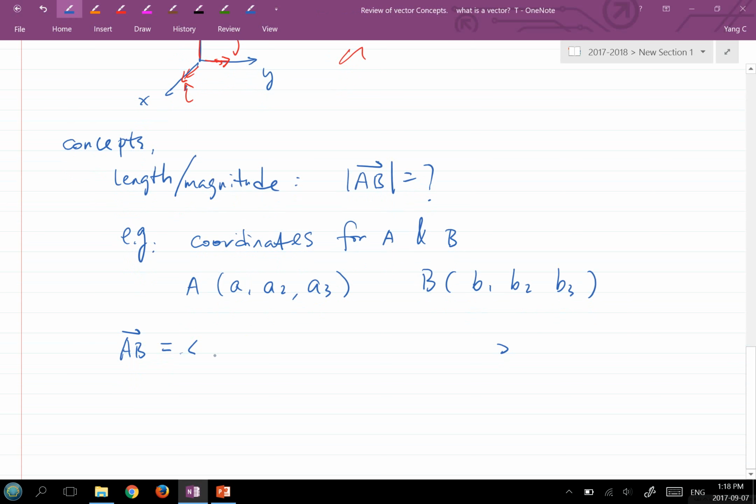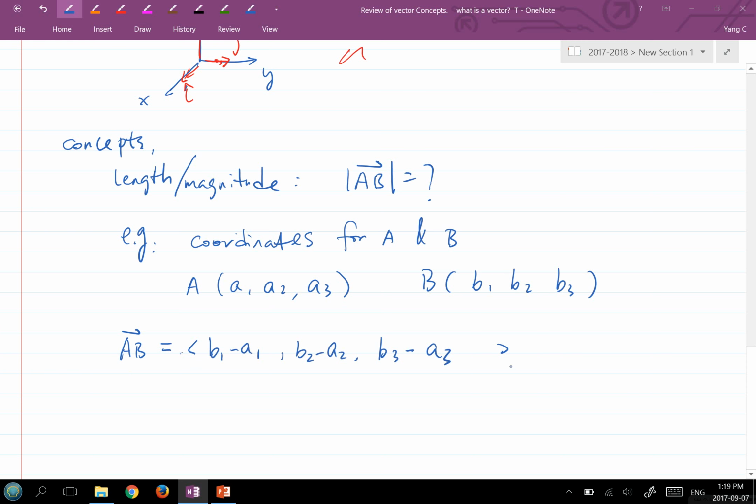Within the half angle bracket, because this is AB, you use the coordinate of B and subtract the coordinate of A. So that'll be B1 minus A1, comma, B2 minus A2, and B3 minus A3. So that's how you can calculate the coordinate of the vector AB. You see the difference here? Instead of the regular bracket, it's a half bracket I use to indicate this is a vector. Okay, and I want you to write it this way.